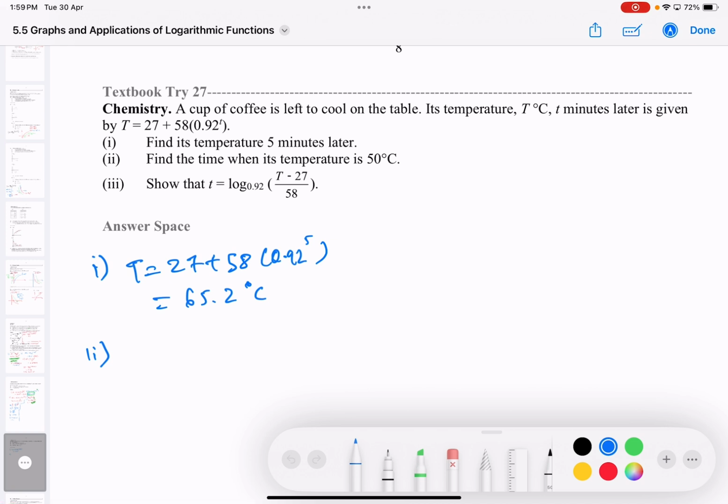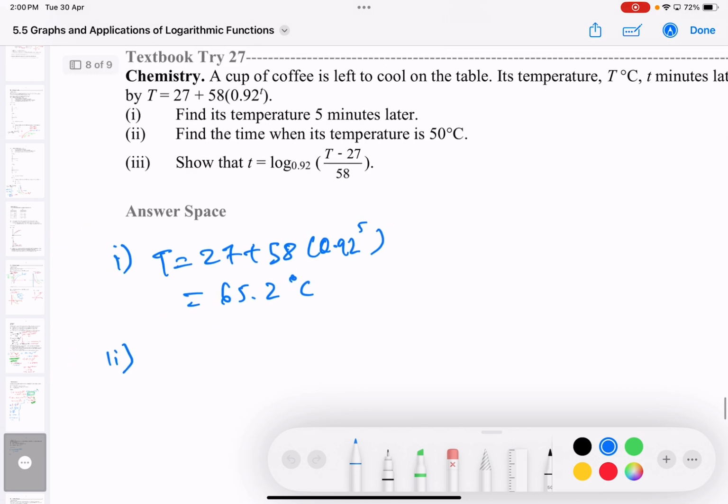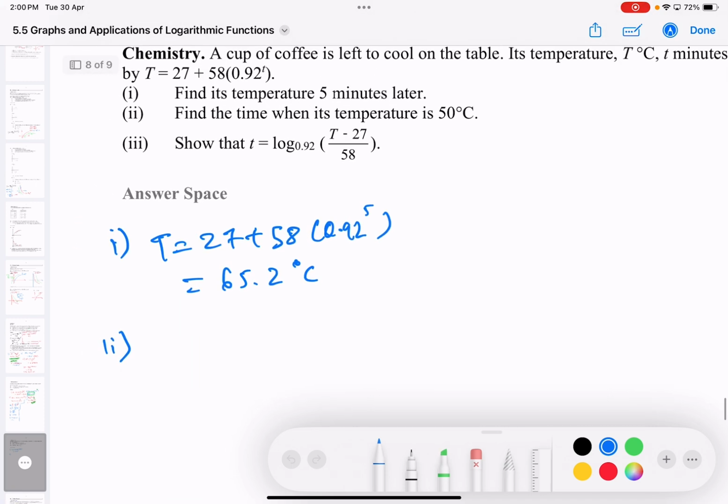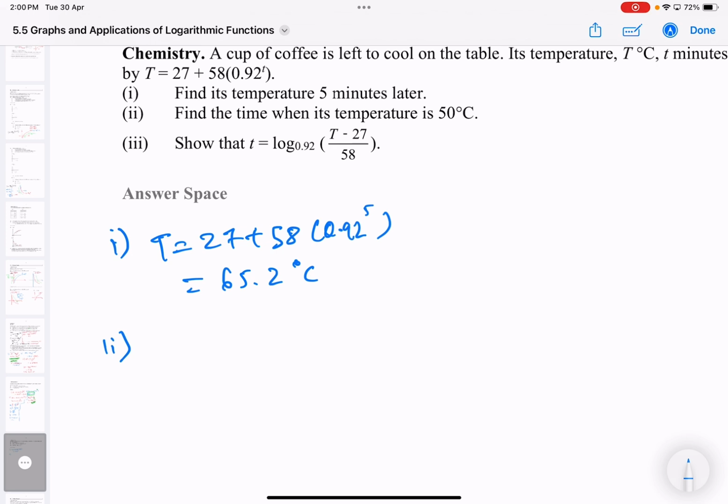Okay, is everyone done? Can I go through now? Alright, I'll be going through. For those of you who know, you can just continue doing. Those of you who are a little bit stuck, please pay attention. Find the time when the temperature is 50 degrees. So I know that my temperature is 50. I sub it into my formula.